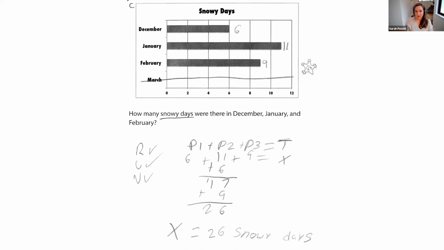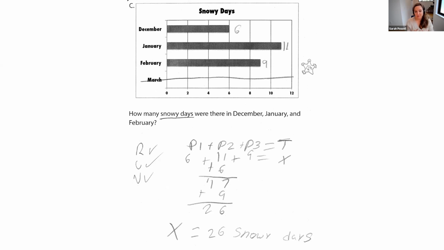So here is one of our word problem work examples from the student. Here you can see we have a graph. One of the things that students did is they labeled the graph as soon as they saw a graph, just so that then they have those numbers there and they don't have to go back and see, oh, how many were in December, how many are in January. If they label those initially, it's going to be really easy to use those numbers once you have to solve the problem. And so here they're figuring out the snowy days in December, January, and February.